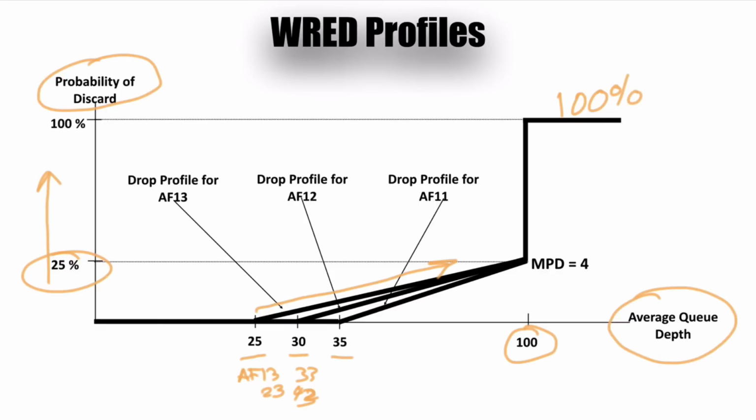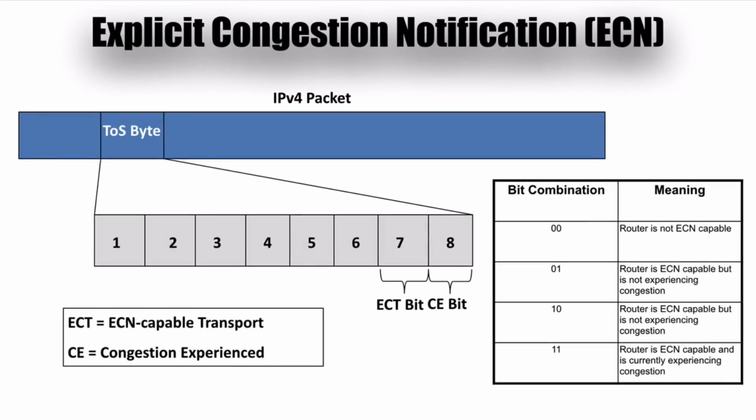However, just to wrap up this discussion, I want to let you know about a way that we can hopefully prevent this aggressive discarding of traffic. Remember that we've got a ToS byte, we've got 8 bits, and we're only using 6 of those bits to mark our DSCP marking. What if we did something else with those other 2 bits? Well, we can do that. It's called explicit congestion notification. Here's what we can do with those last 2 bits in the ToS byte, bits 7 and 8.